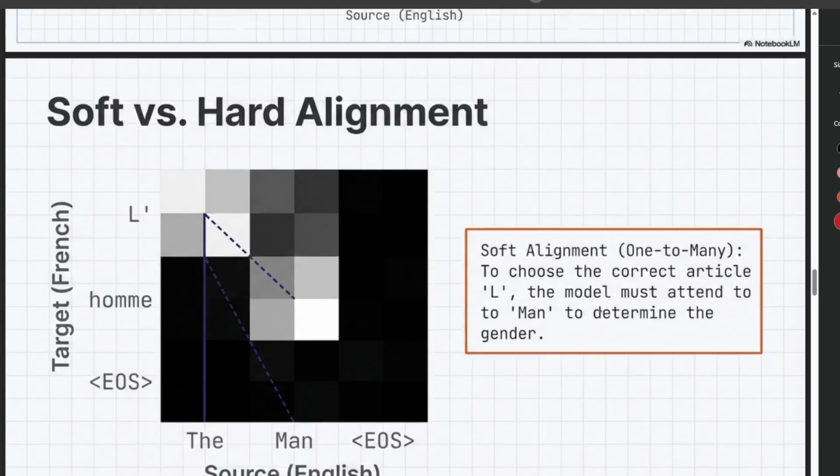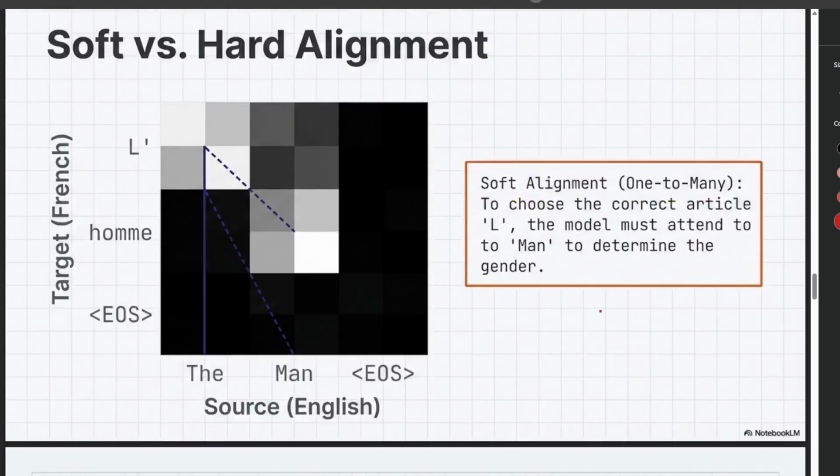This is what we call soft alignment. In a hard alignment, one word translates to one word, but consider translating "the man" to the French "l'homme". To choose "l'" instead of "the", because in French there is l', le, and la. In English these three can be represented by "the".